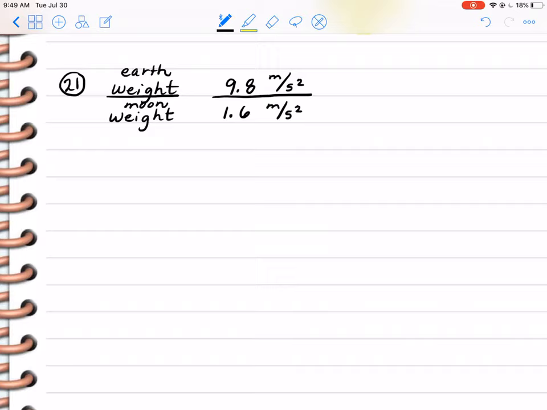Now here's the cool thing. Meters per second squared is the same in both of those, exactly the same, so we can just cancel it. We don't have to keep up with that. We can just reduce that down to the numbers involved. On Earth, Neil Armstrong would have weighed, I would say, about 180 pounds. So let's figure out what he weighed when he was on the Moon.